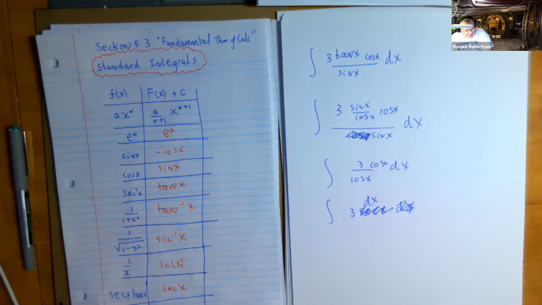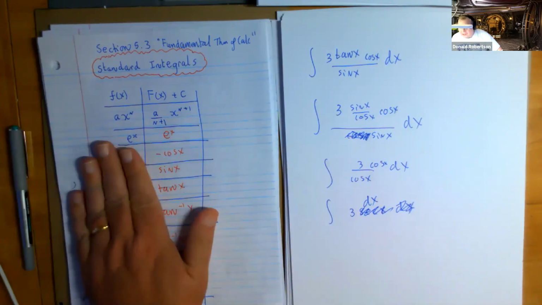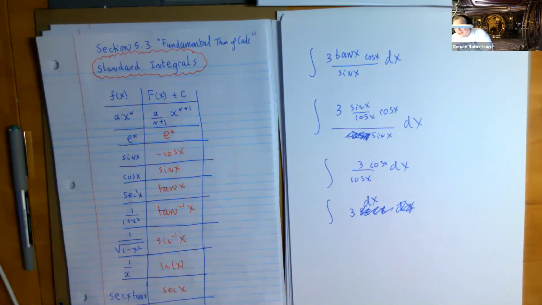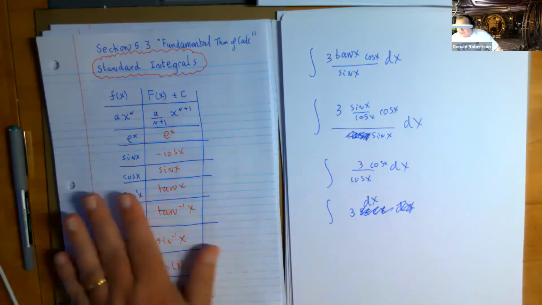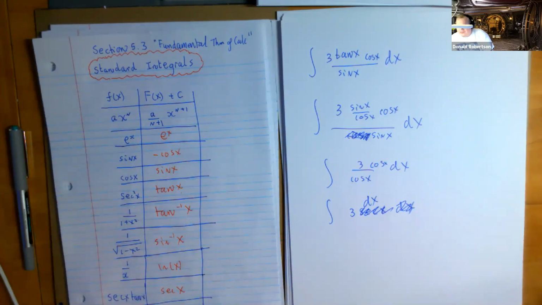3 secant x wouldn't be a good idea because it's not on my list. Actually, secant x does have an antiderivative, it's just not on my list. So if you got to 3 secant x, you just have to go look and say, okay, I need to know the antiderivative of secant x, and you'd find it.